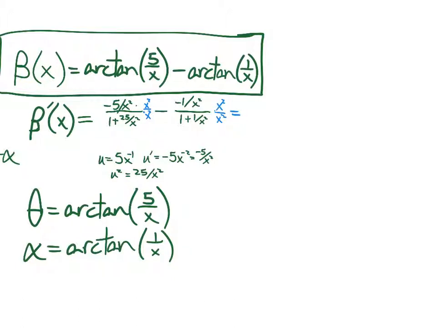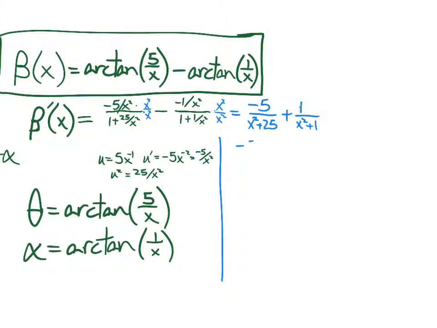And that's going to end up giving me beta prime equal to negative 5 over x squared plus 25 minus negative 1, so it's actually plus 1 over x squared plus 1. Okay? Now I did that because that's going to make it a whole lot easier on our next portion, which is, in order to get the solution, I need to set this equal to 0 and solve it.